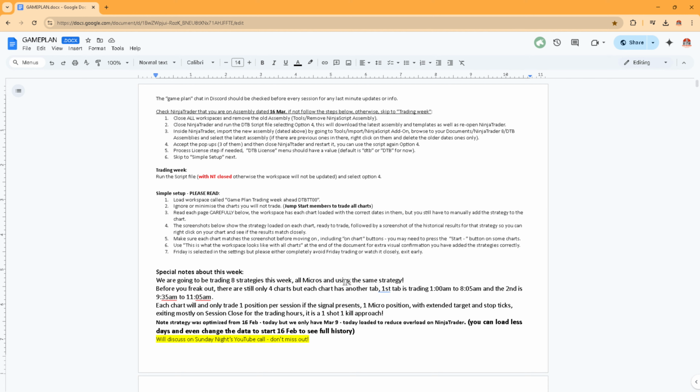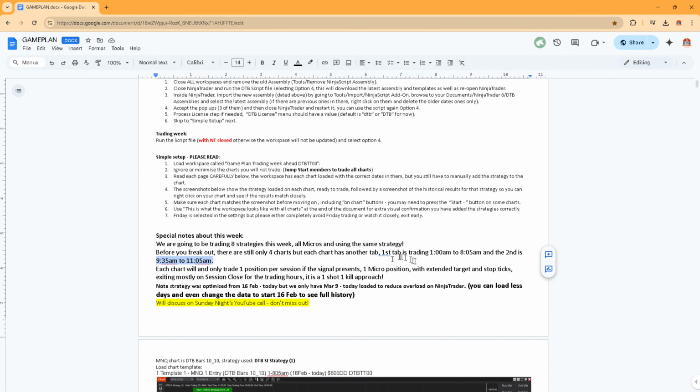So we've got multiple charts over here. There's 8 strategies in all, and they're all going to be micros. 4 of them are going to trade from 1 a.m. to 8:05 a.m., and another 4 of them are going to trade from 9:35 to 11. So they're not going to overlap each other. They're basically going to be trading alongside each other, one trading the AM session, or the evening session in the US, and the other trading just after market open.